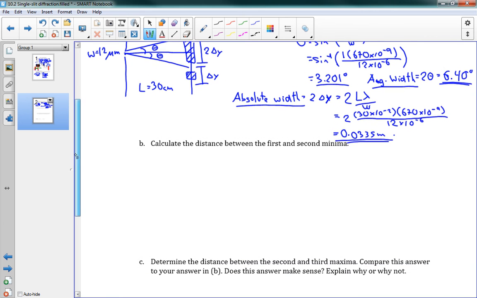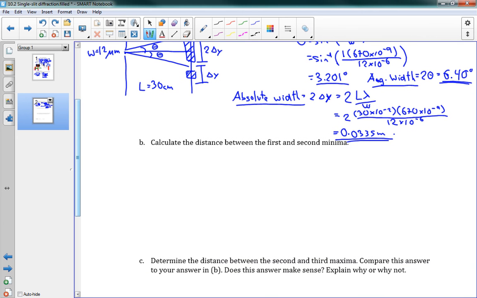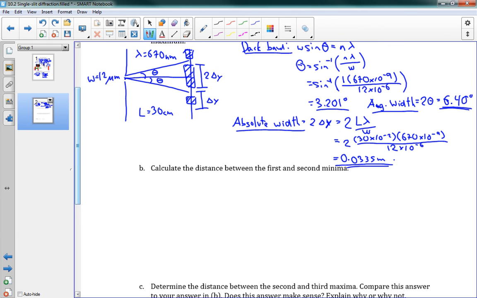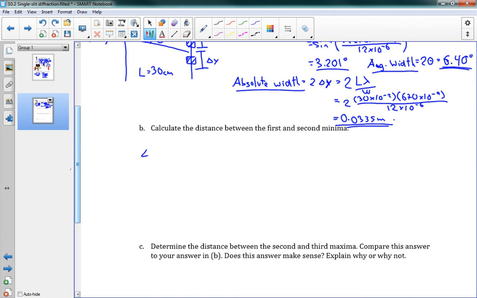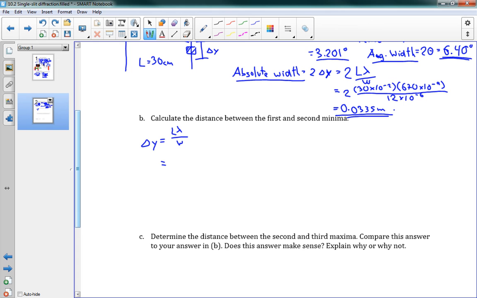Part B says calculate the distance between the first and second minima. Well, that's just our delta y, right? First and second minima, delta y. And delta y is equal to L lambda over W. We already calculated 2 L lambda over W, so we could just take that value and divide by 2, but I'll write this out again.